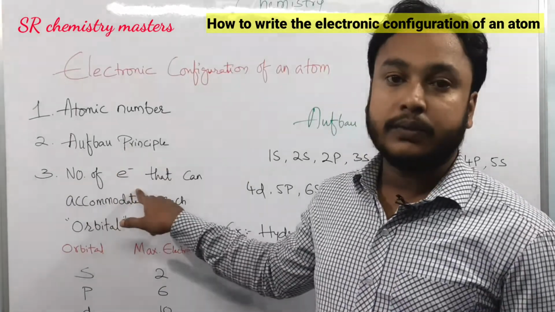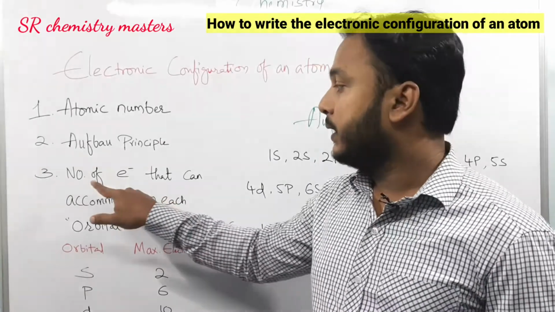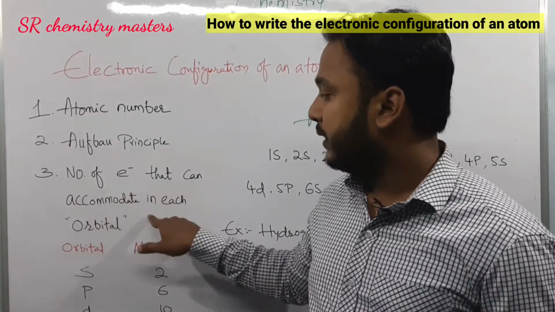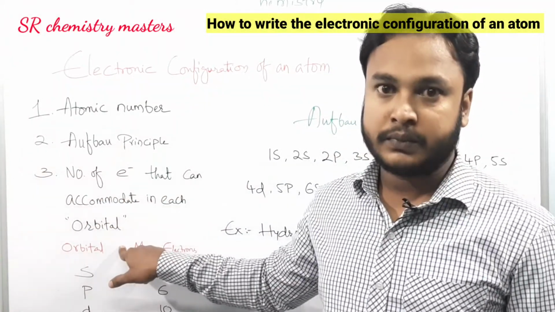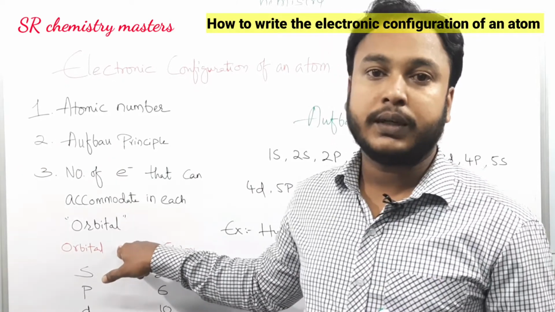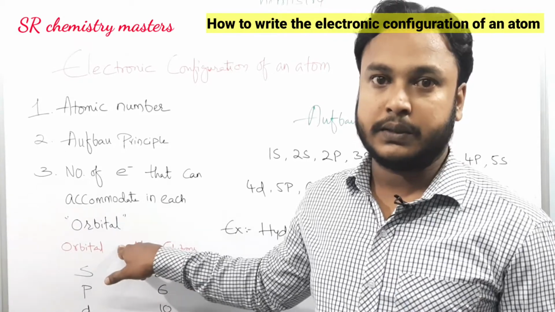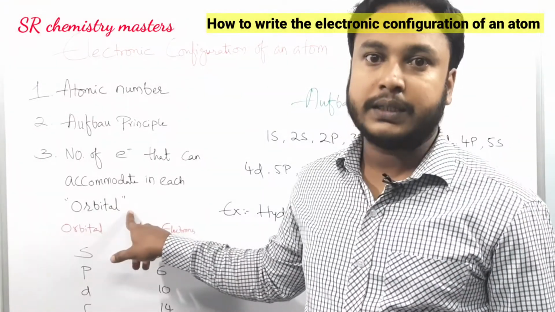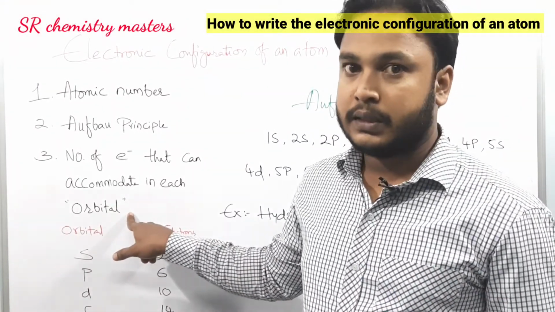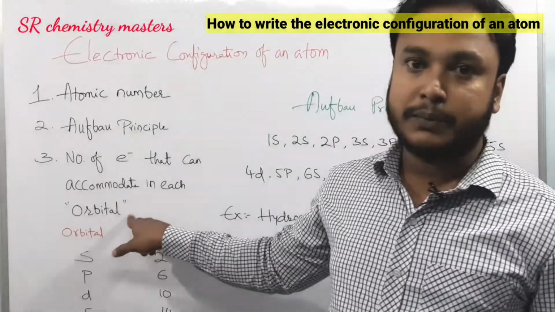The third thing you require is the number of electrons that can be accommodated in each orbital. As you all know, we have four types of orbitals: s orbital, p orbital, d orbital and f orbital. Each orbital can accommodate a specific number of electrons. Let us start with the atomic number.